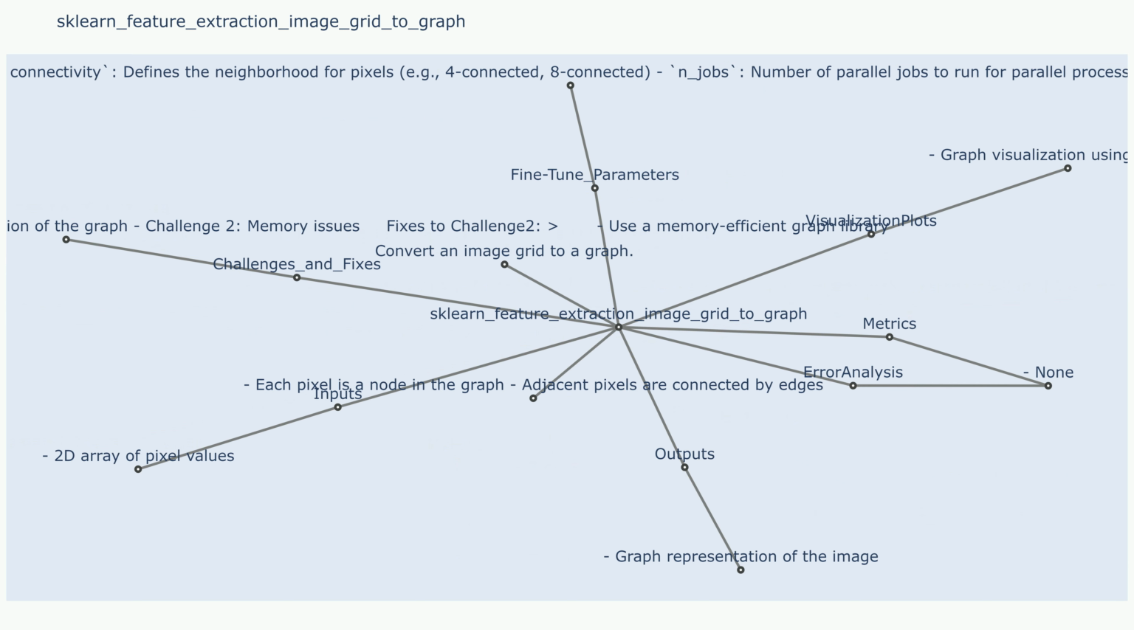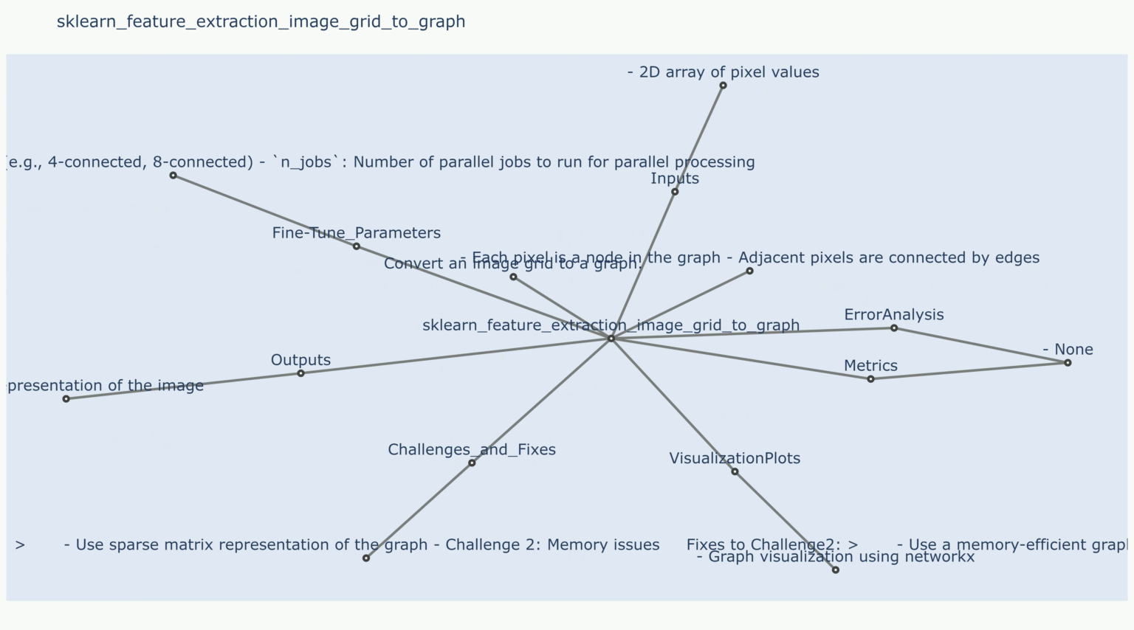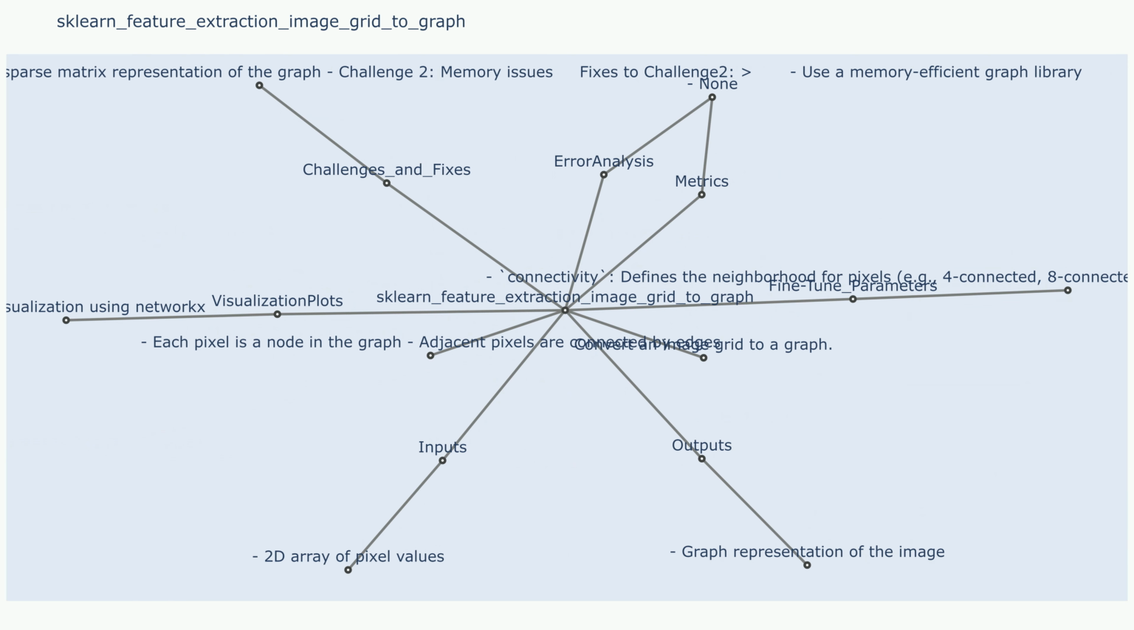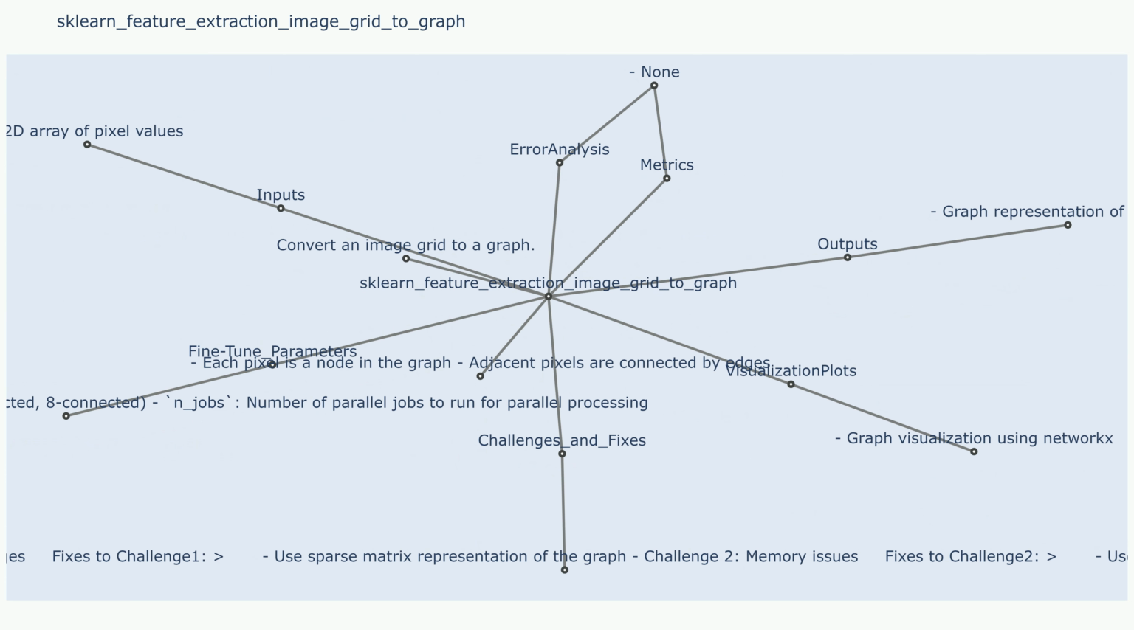Mask: a 2D NumPy array representing a mask that specifies which pixels should be included in the graph. Pixels with non-zero values in the mask are included. If none, all pixels are included. Return only edges: if true, only the edges of the graph are returned. If false, the nodes and edges are returned. Graph: a SciPy sparse matrix representing the graph.